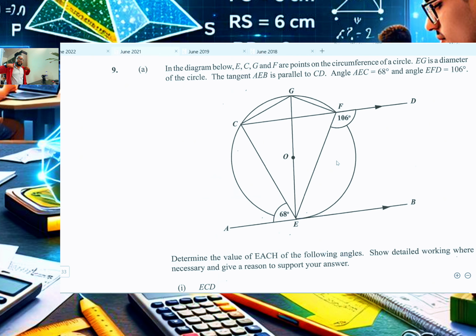Lucky, nah? Determine the value of each. Somebody mic on. Yeah, go ahead.